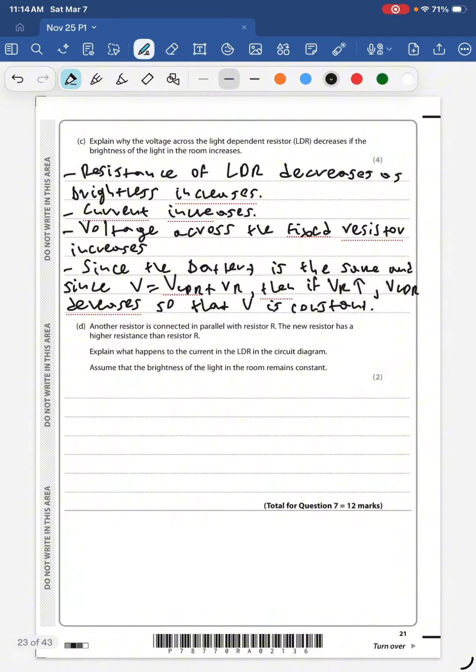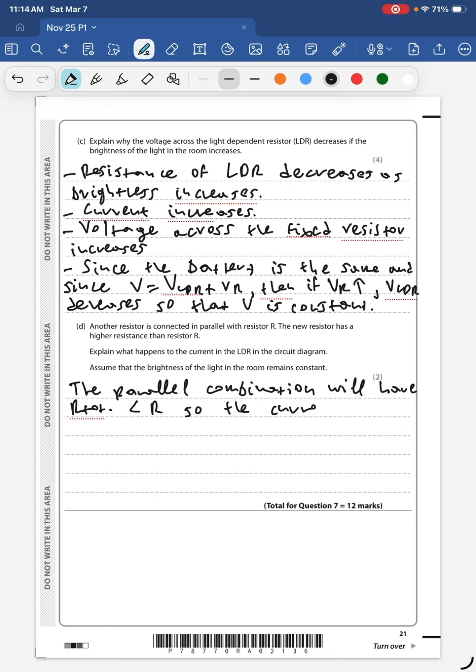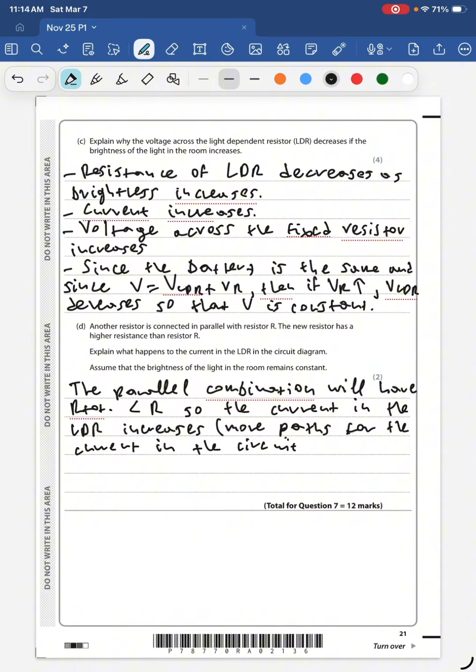So let's go back and answer that. For the parallel combination, we have R total lesser than R. So the current in the LDR increases. And also there are more paths for the current in the circuit.